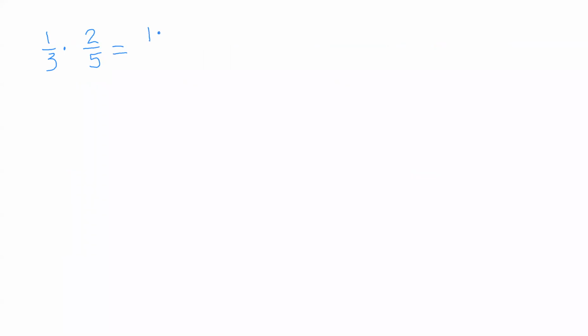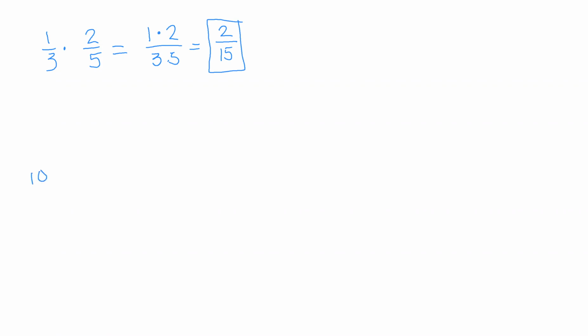So I just multiply my 1 and my 2. I multiply my 3 and my 5. And I get that the final answer is 2/15. And you can see that 2/15 is simplified. 2 has factors of 1 and 2. 2 doesn't go into 15. This is as good as it's going to get. All right. Now let's start looking at examples where we do need to simplify.